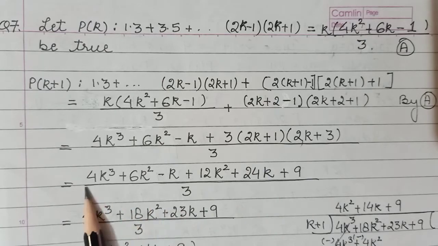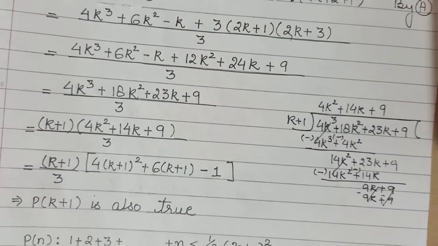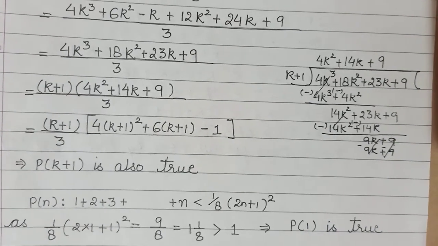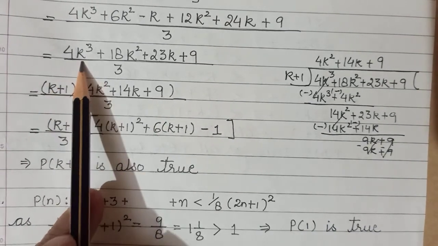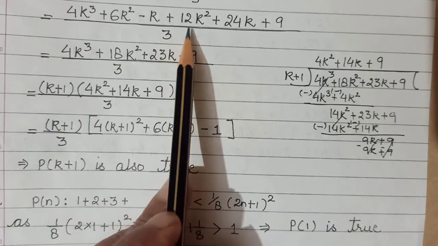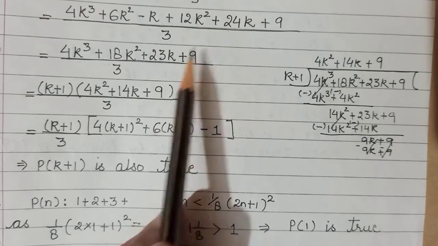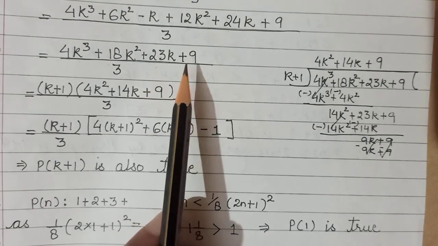Now we'll bring this in the form of a polynomial, the maximum we can do to simplify. So here we are getting it in this manner. 4k cube, then 6k squares we had and 12 more, so 18k squares, then minus k was there and 24 from here, so that is 23k, and plus 9.